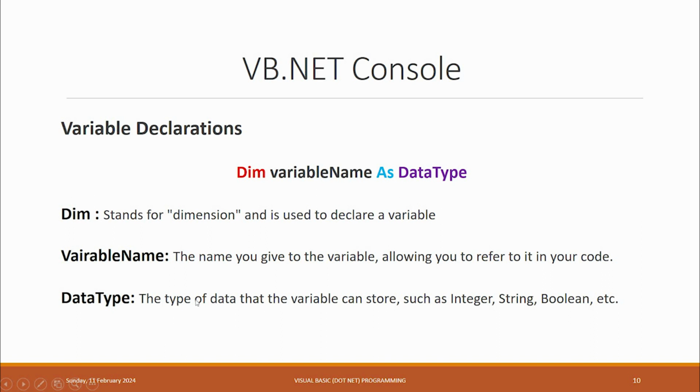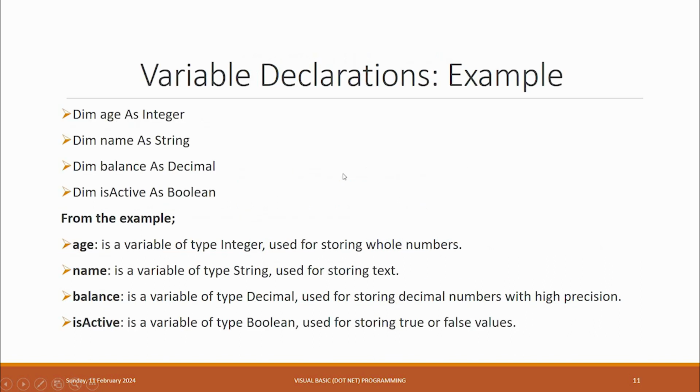The data type is the kind of data that the variable can store, such as integer, string, boolean, etc. If you have a variable name As Integer, it means this variable is going to contain only integer values. If you have it as Decimal, it's going to have only decimals. If you have it as String, it's going to receive only string values. Okay, the next slide.